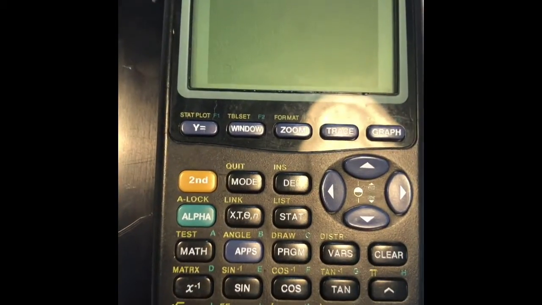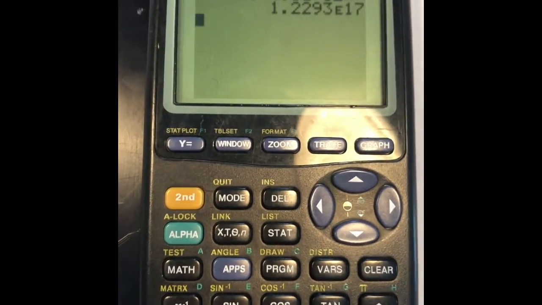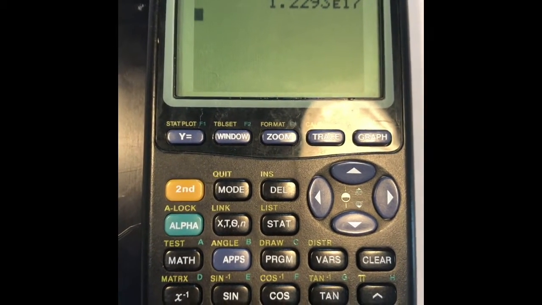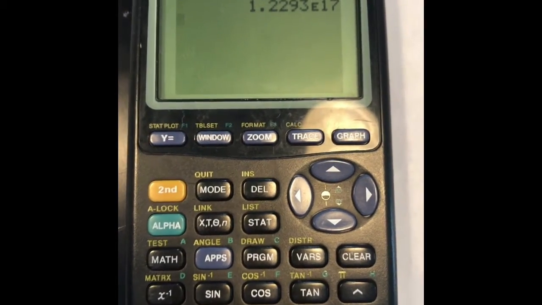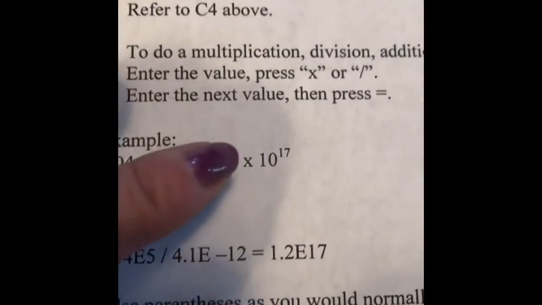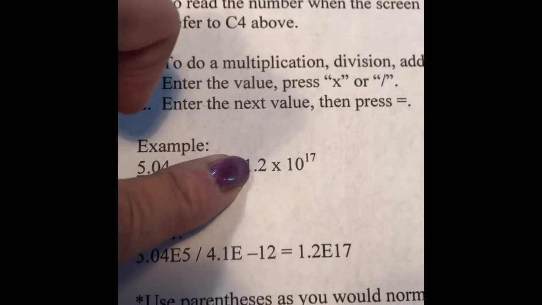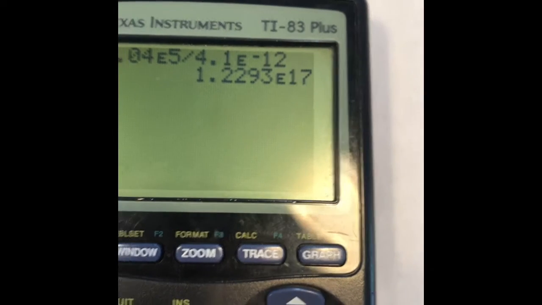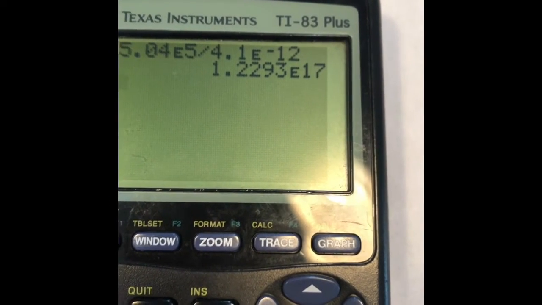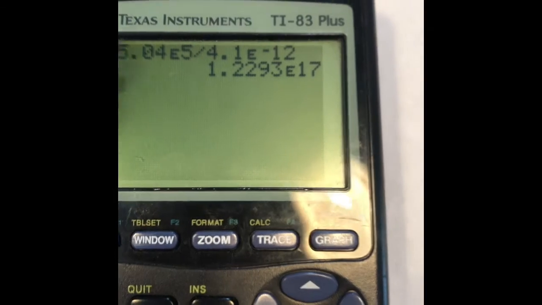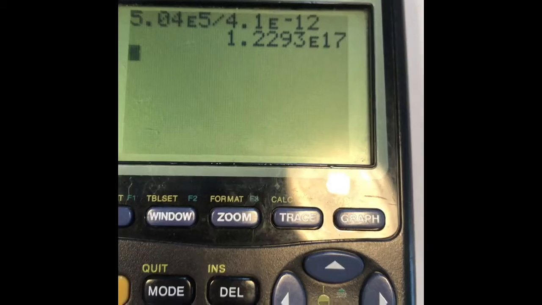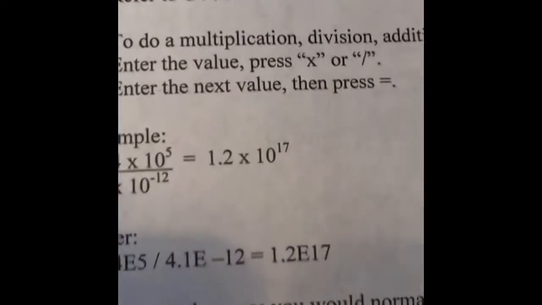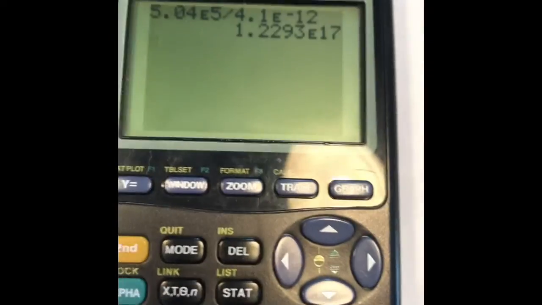Times 10 to the negative 12 means move the decimal 12 places to the left. So on your calculator you should have 1.2293 E17, that means 1.2 times 10 raised to the 17th. The calculator says E17, you need to know that means times 10 raised to the 17th. E is not a number. In this case, E needs to be replaced by times 10. Okay, so that's your graphic calculator.